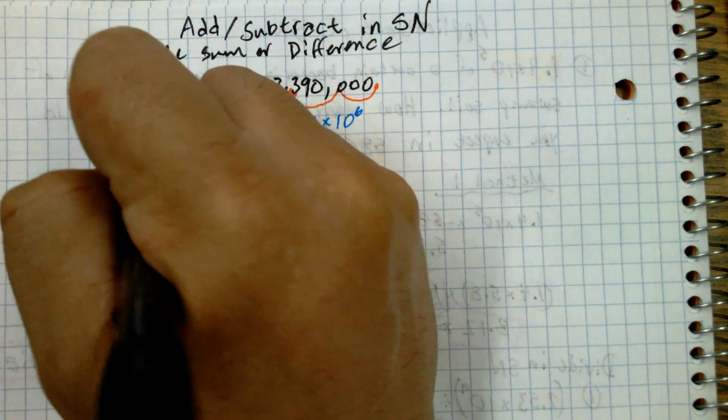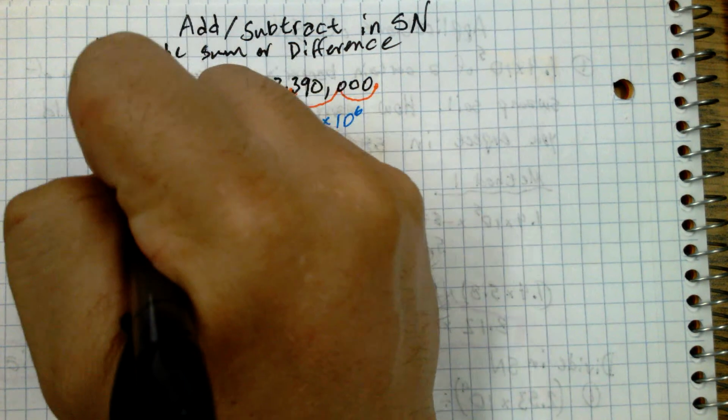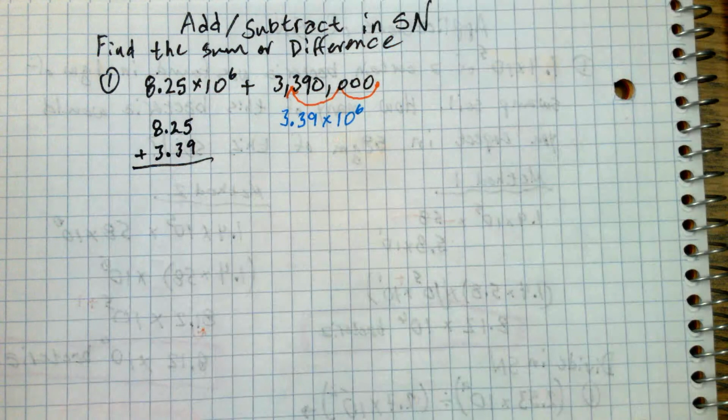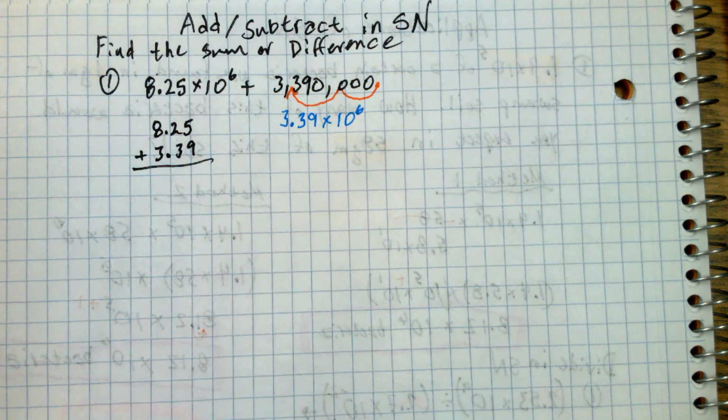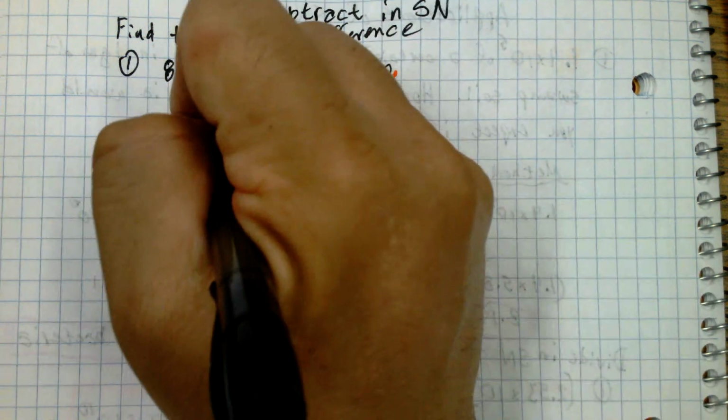8.25, and we're going to add 3.39. I can already see that's going to give me something bigger than 10, so I may have to do a little fix at the end. We'll see. Okay, so you guys ready? All right, so let's see.